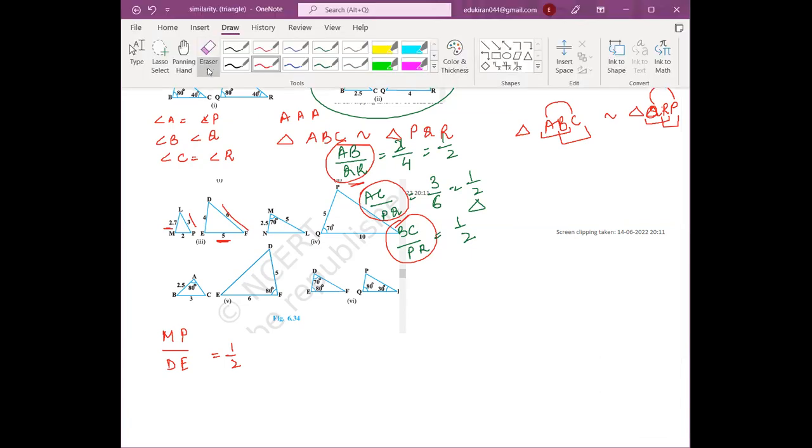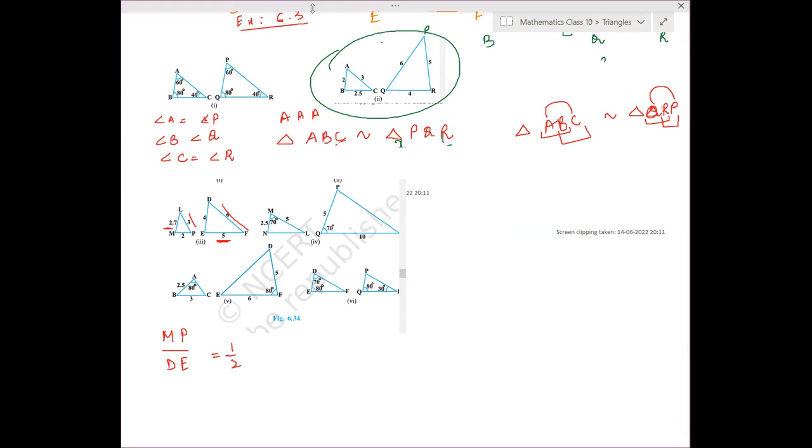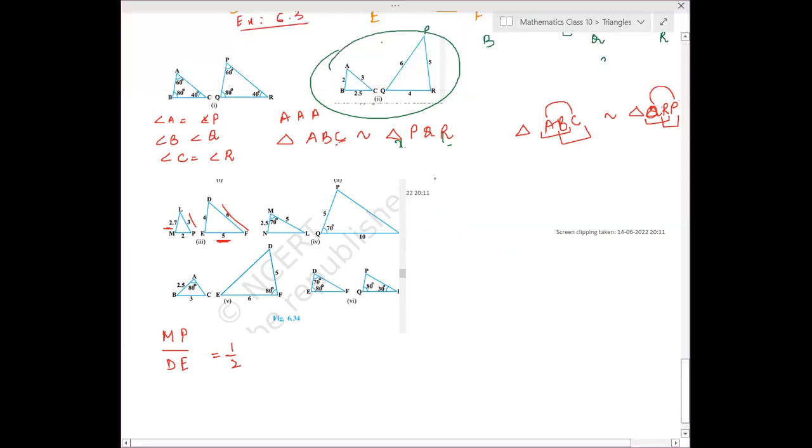Are they similar? Yes, ma'am. Which criteria? Okay. SAS. SAS. Okay. Now the fourth one. How will you write the fourth one? Please tell me which triangle is similar to which triangle. How to write it? Triangle MNL similar to triangle QPR.